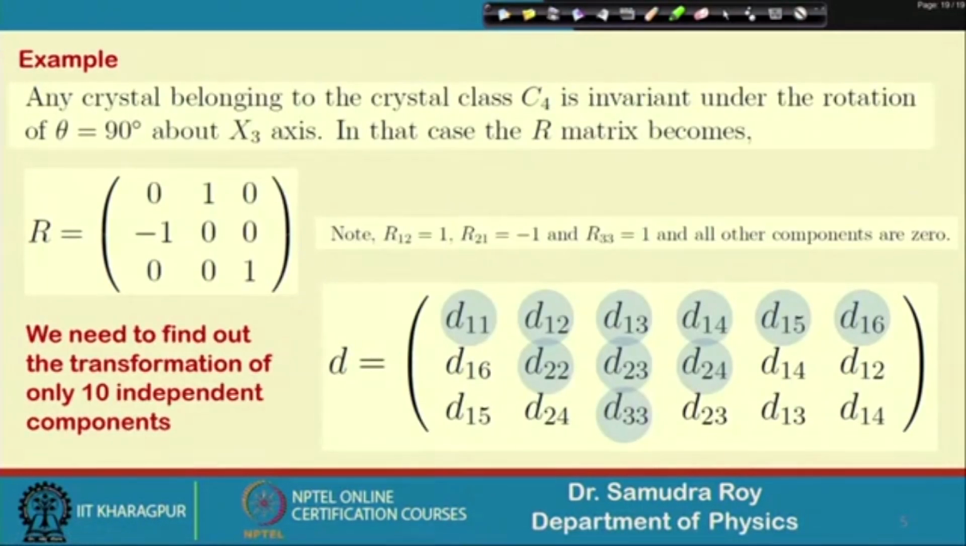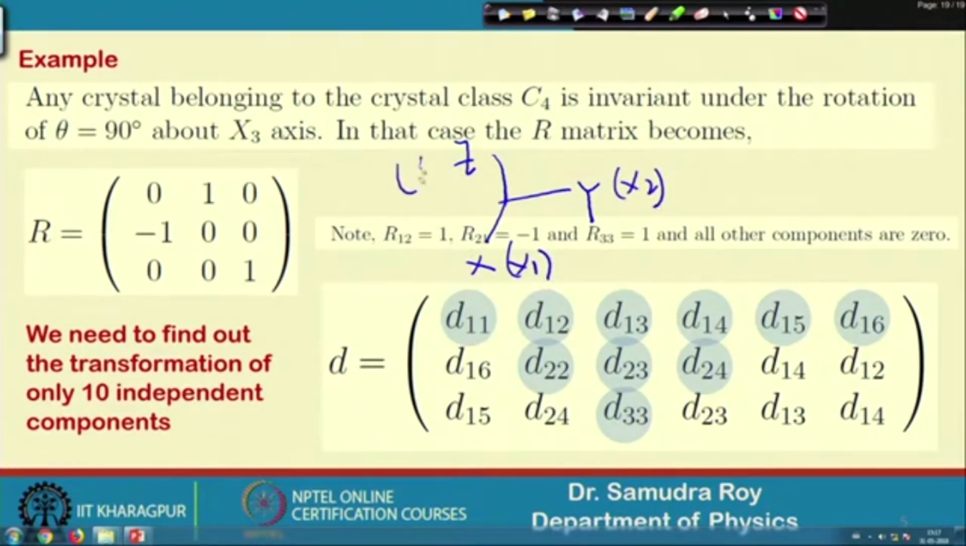Suppose we have a crystal belonging to the crystal class C4, and that means it is invariant under a rotation of 90 degrees about the x3 axis. We have a coordinate system, x, y, z, represented here as x1, x2 and x3. If I rotate this by 90 degrees, or pi by 2, then since it is a symmetry operation, we will have the same crystal again.